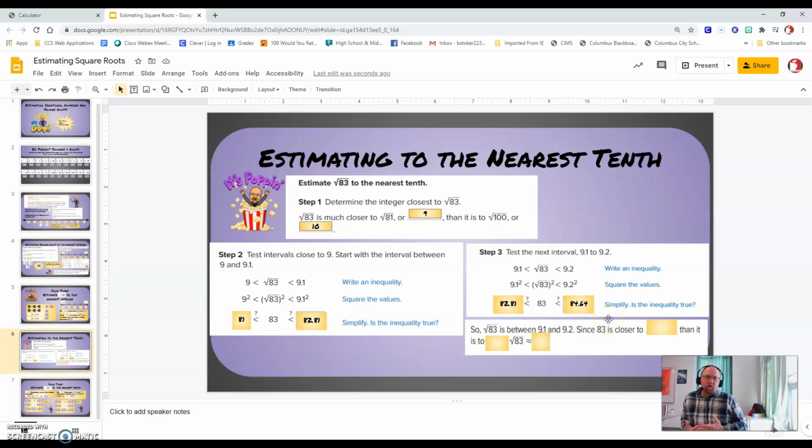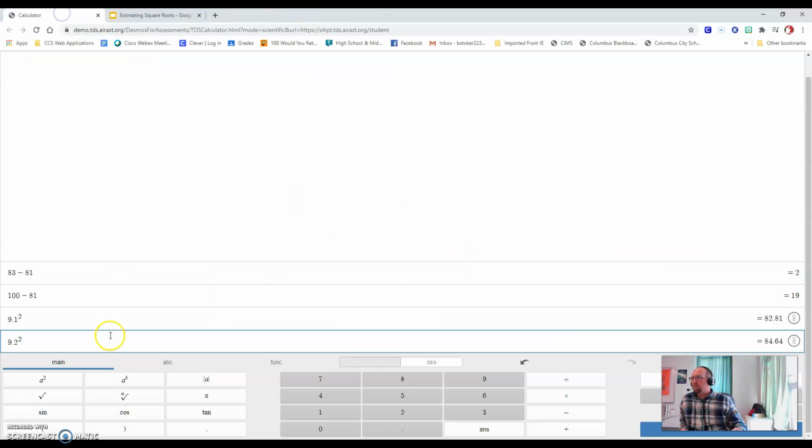But now you have to figure out what the estimate is. What is it closest to? Well, here's how that works. You know that the square root of 83 is between 9.1 and 9.2. You have to figure out which one of these two numbers 83 is closer to. So again, come back here. You're going to subtract 83 minus 82.81. And I did it that way because you always subtract the smaller number. Okay.